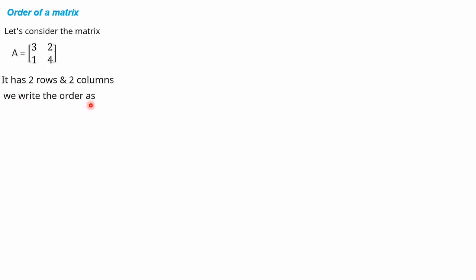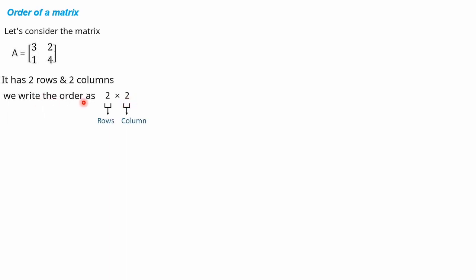Next, we shall discuss about the order of a matrix. Let's consider a matrix A is equal to matrix 3, 2, 1, 4. Here it has 2 rows and 2 columns. This is the first row, this is the second row, first column, second column. We write the order as 2 by 2. We write it as 2 into 2 and we read as 2 by 2. And the first one represents the number of rows and the second one represents the number of columns.